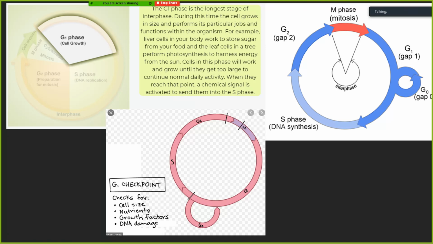How about Yusuf? What do you think? Why is it important for the cell to grow before dividing? Because when it's going to reproduce, it's just going to split into two cells. It's going to get smaller. Right. So when a cell divides into two cells, right?